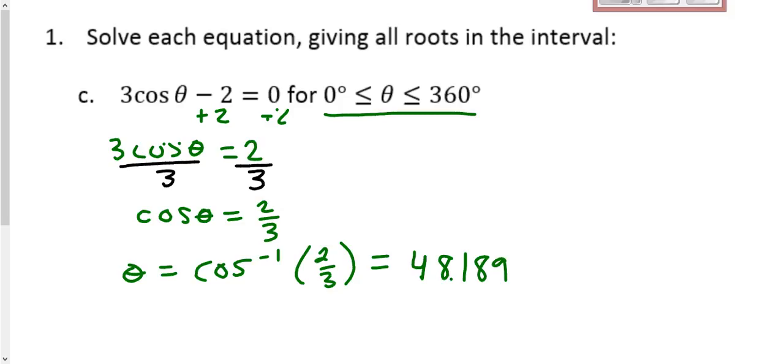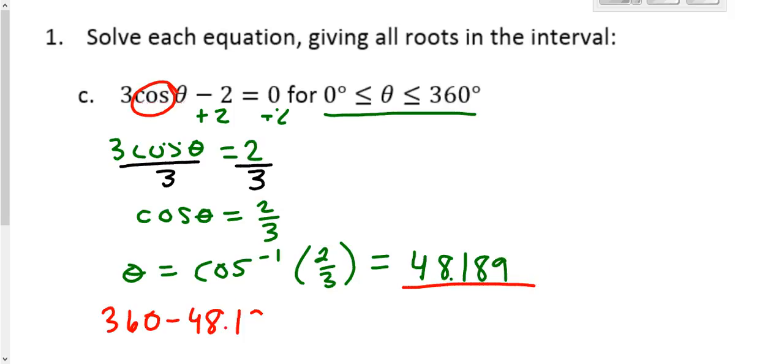From there, we need to get our second answer. Now, according to our reference angles, and we're looking at cosine, to get our second answer, we will always do 360 minus our first answer. So that's going to be 360 minus 48.189. And then from there, when you put that in your calculator, you will get 311.811.